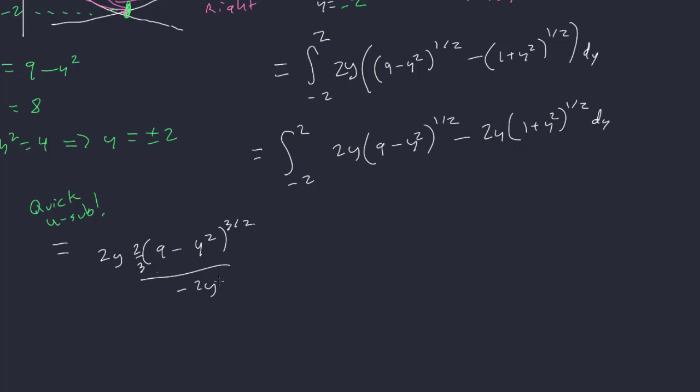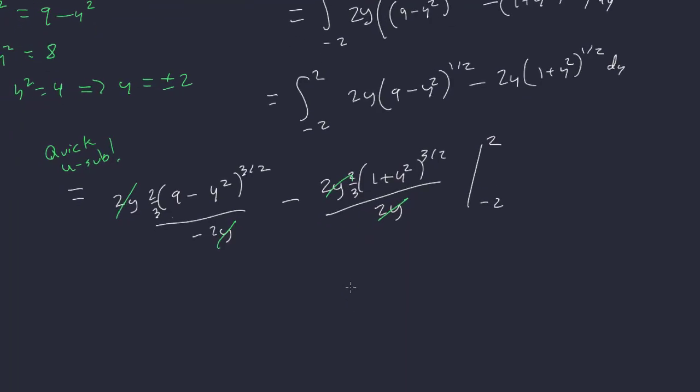Okay, and the 2y's cancel. And then here, it's the same idea. Minus 2y times 1 plus y squared to the 3/2. Put the 2/3 out here. Divide by the derivative of the inside, which in this case will be simply the 2y. And they cancel. We're going to be evaluating these from negative 2 to 2.